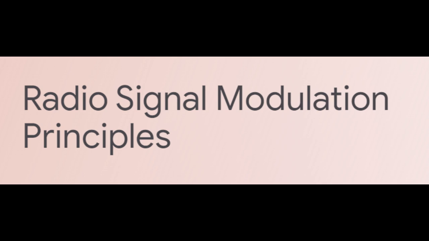There are a few different ways to generate an SSB signal. The filter method, Hartley modulation, and Weaver modulation. Each with its own trade-offs. The filter method uses a crystal filter to remove the unwanted sideband. The Hartley method uses phase shifting, and the Weaver method is a clever combination of both. All aiming for that perfect, efficient signal.